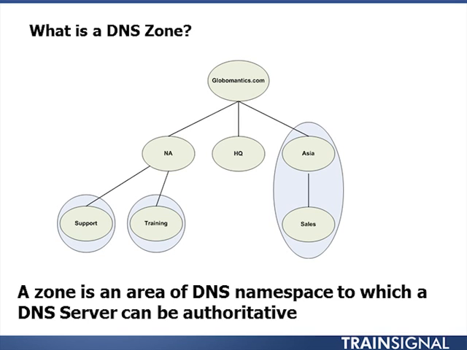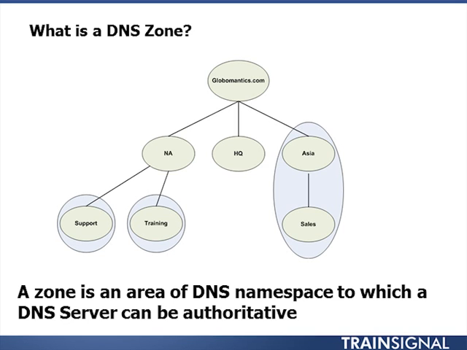So in the illustration that I have here, I have a whole DNS hierarchy that's been built out, and you'll see here that we could have a zone that says support.na.globalmantics.com. That's one area of namespace, and there could be a DNS server that is authoritative over that namespace by having a zone called support.na.globalmantics.com. Another example over on the right is where you see that we have Asia.globalmantics.com, and then we also have sales.globalmantics.com.